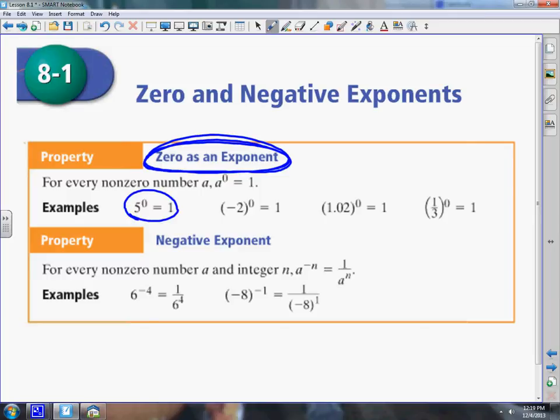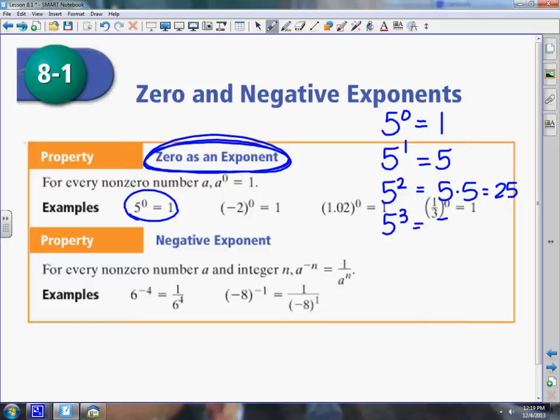Now here's my quick little explanation. Exponents are multiplying. So if I have 5 to the 0 power, it can't equal 0, because if I do 5 to the first, I'm not going to times 0 by 5 and then get nothing. So whenever you're multiplying, you have to start with something. You have to start with 1. And then 5 to the first power is 5. And then 5 squared is 5 times 5, which is 25. And then 5 cubed is 5 times 5 times 5, which is 125.